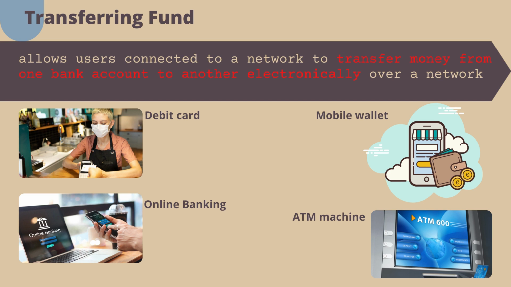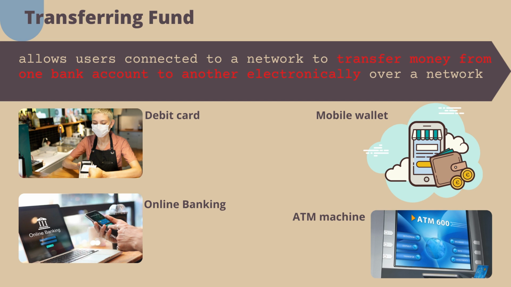Electronic funds transfer can be performed between the same bank or a different bank and can be accomplished with several different types of payment systems. There are a few types of electronic funds transfer. Number one, the ATM. ATM is an automated teller machine, an electronic banking outlet that allows customers to complete basic transactions.